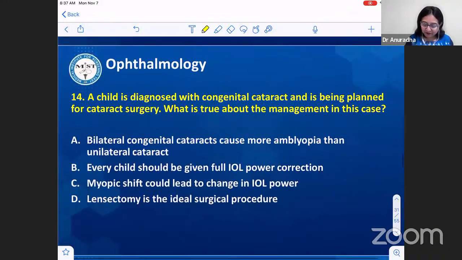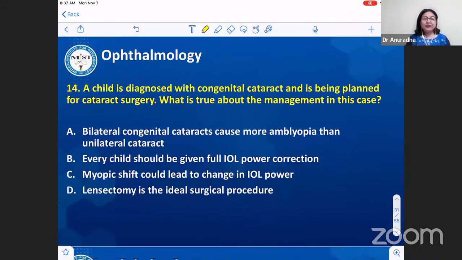Moving on to the next question, beta. Another favorite these days with the examiner, the management of cataracts. A child is diagnosed with congenital cataract and is being planned for cataract surgery. So here the question is about the management of the congenital cataract.